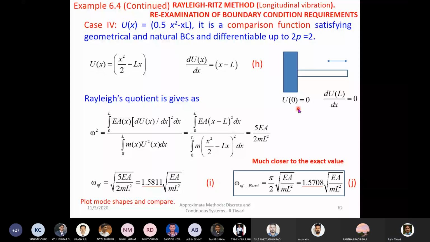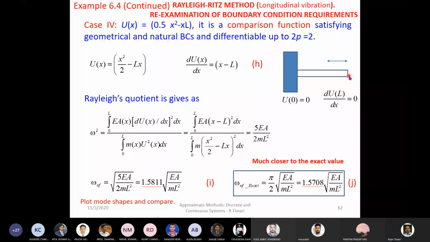For x equal to L, because this is a free end, this force should be equal to 0, which involves the derivative of this. So I have taken the derivative of this, and I get x minus L. If we put x equal to L here, I'm getting 0. So that means this is also satisfying the natural boundary condition.